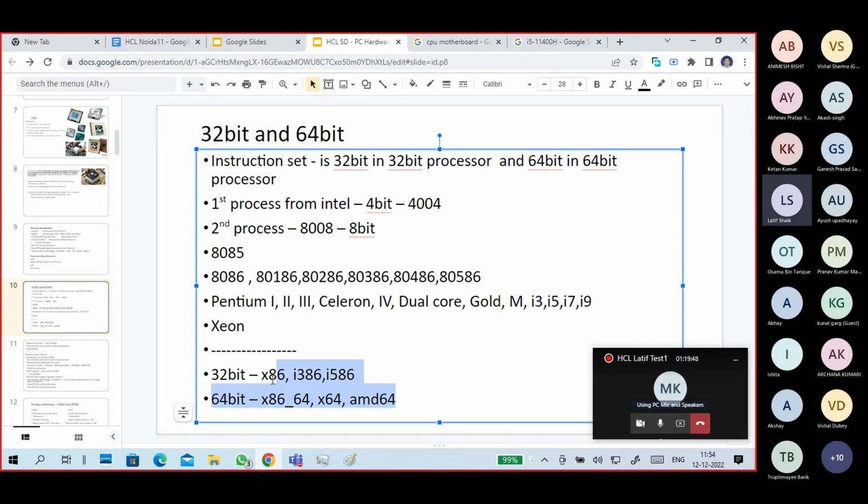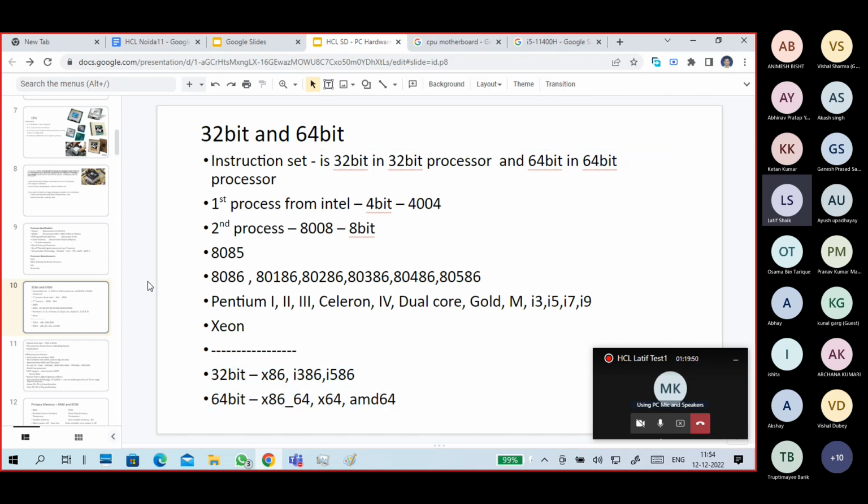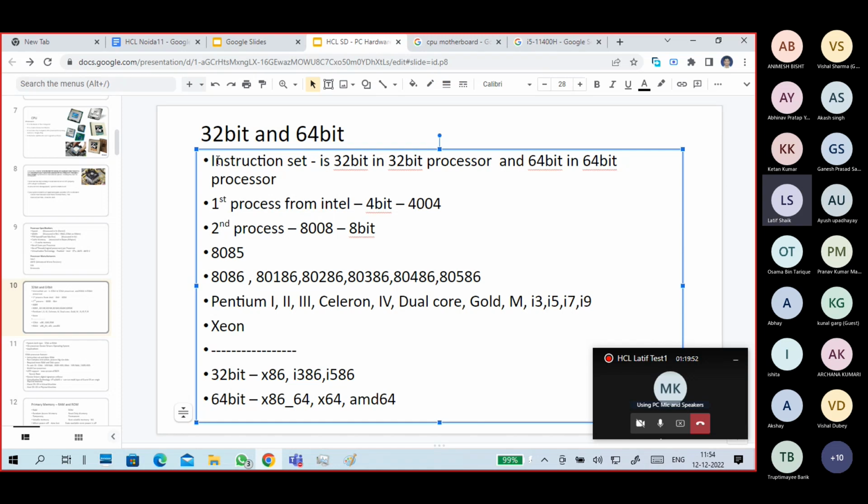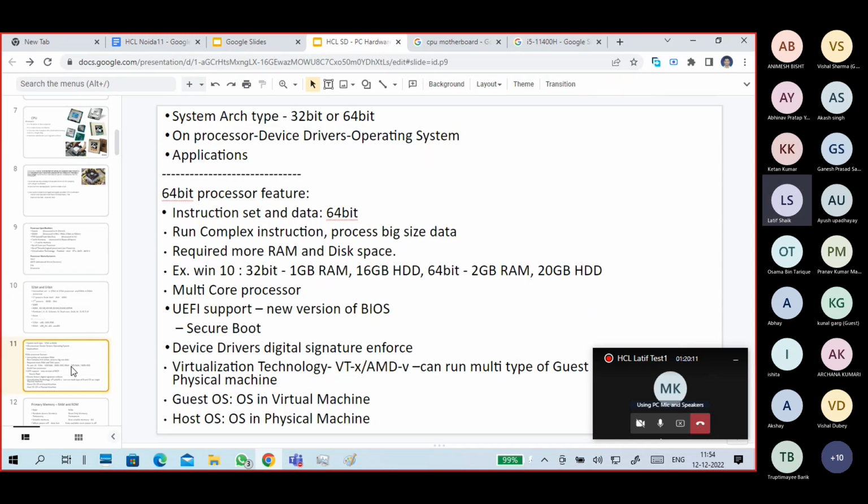This is a different representation of processors. Different processors came from the Intel. That is, I have written different processors came from the Intel. Okay. So first starting with the 4-bit, 8-bit, 16-bit, 32-bit. These are 16-bit processors. Okay, 32-bit processor. Now it is 64-bit processor we are using.